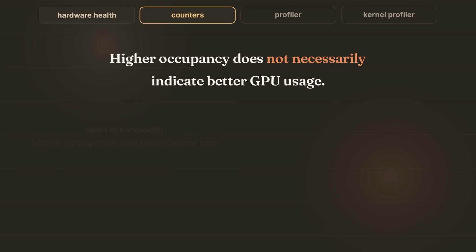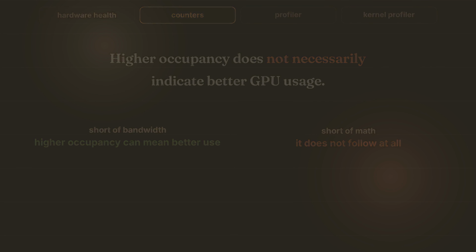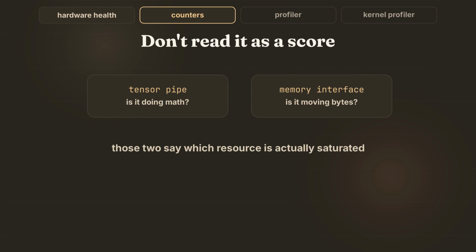And we should be precise about why, because DCGM's own words are narrower than what people usually say about it. If your workload is short of bandwidth, then yes, higher occupancy can mean your card is being used better. But if it's short of math instead, that doesn't follow at all, and you can have plenty of warps resident and still be waiting. So, what should you do with occupancy? Don't read it as a score and don't put it on the wall as one. Put the tensor pipe reading next to the memory interface reading instead, because those two can tell you which resource is actually saturated. And occupancy will only ever tell you how much work was sitting there.